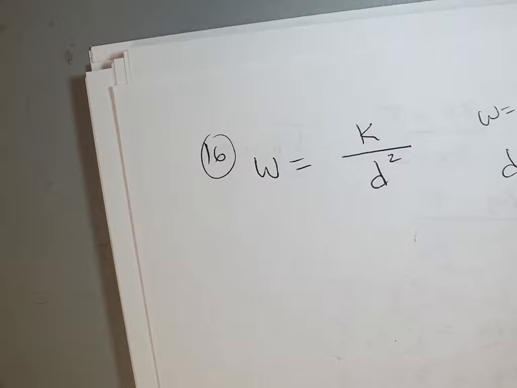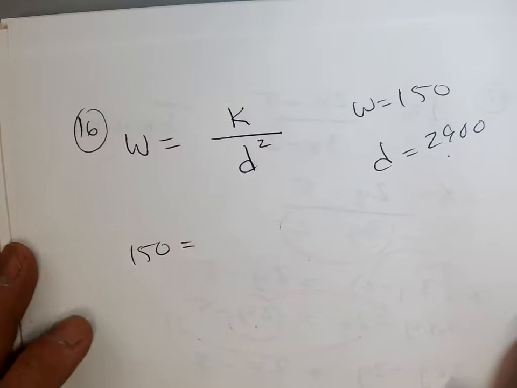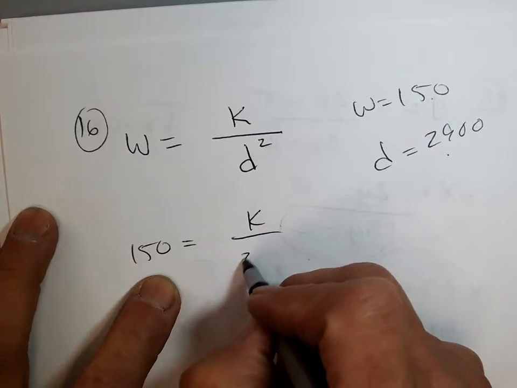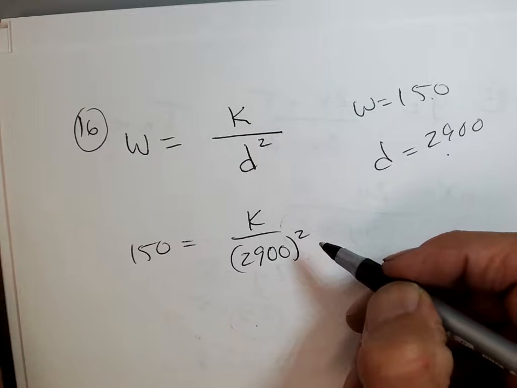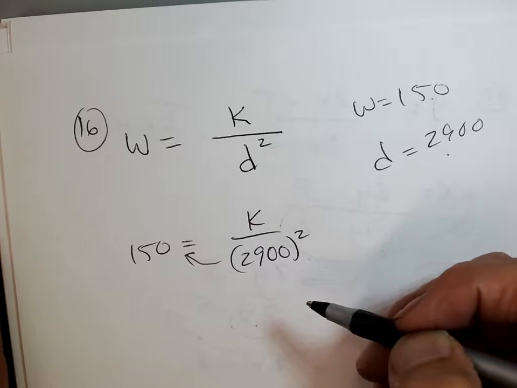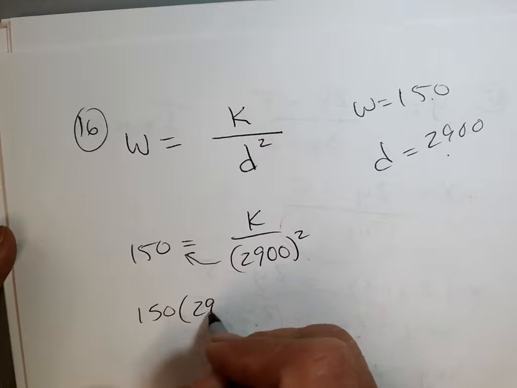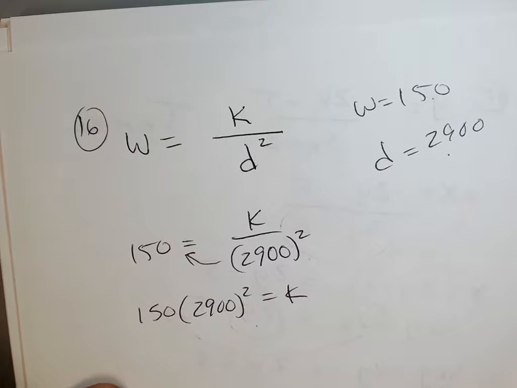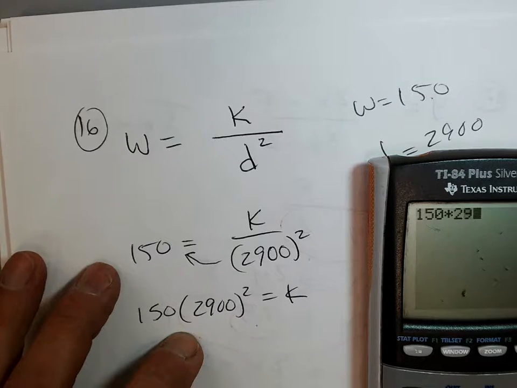So let's find k. Let's plug them in. Let's put 150 for weight and 2,900 squared for d. Multiply that up, using a calculator. 150 times 2,900 squared equals k. I'm going to use a calculator.